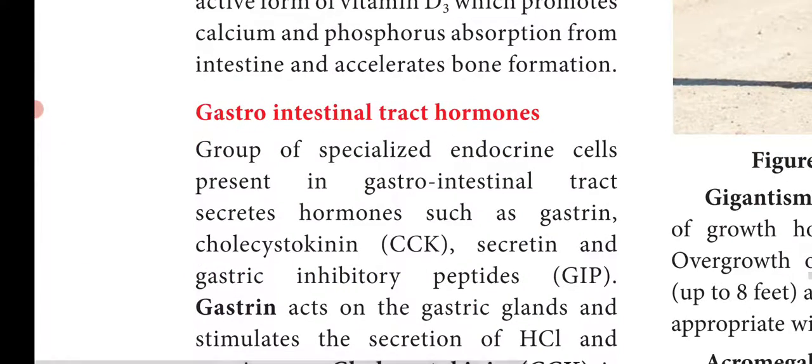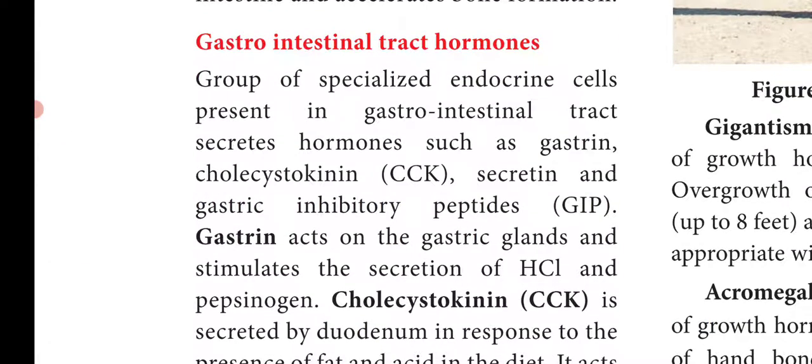Next is the hormones of the gastrointestinal tract. A group of specialized endocrine cells are present in the gastrointestinal tract. They secrete hormones such as gastrin, cholecystokinin, CCK, secretin and gastric inhibitory peptide. The hormone gastrin acts on the gastric glands and it stimulates the secretion of HCl, that is hydrochloric acid, in the stomach and pepsinogen.